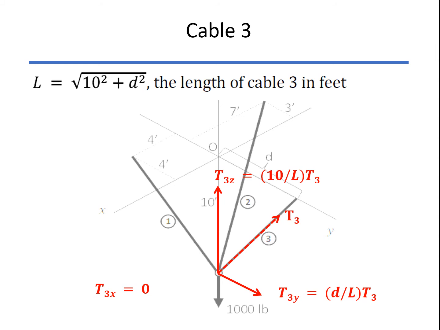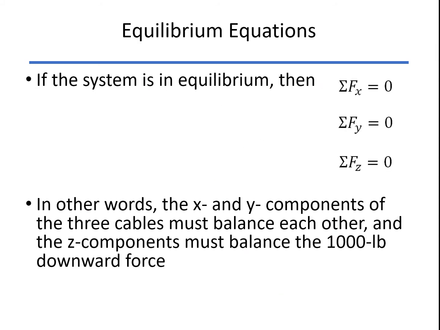Also, depending on the distance we pick for D here, the length of the cable will change, and the length of the cable is equal to the length of the hypotenuse of the triangle, defined by the 10-foot vertical distance and D horizontal distance. So square root of 10 squared plus D squared is the length of cable 3. And so T3Y and T3Z are based on that length.